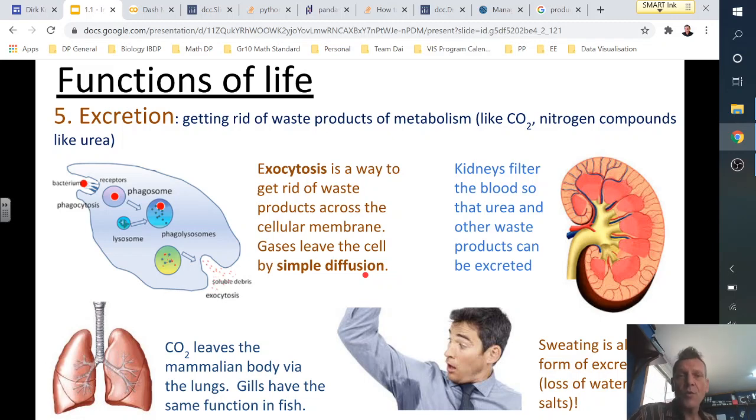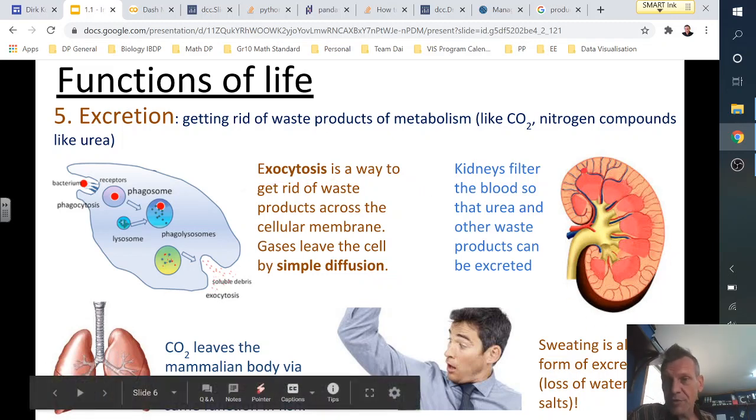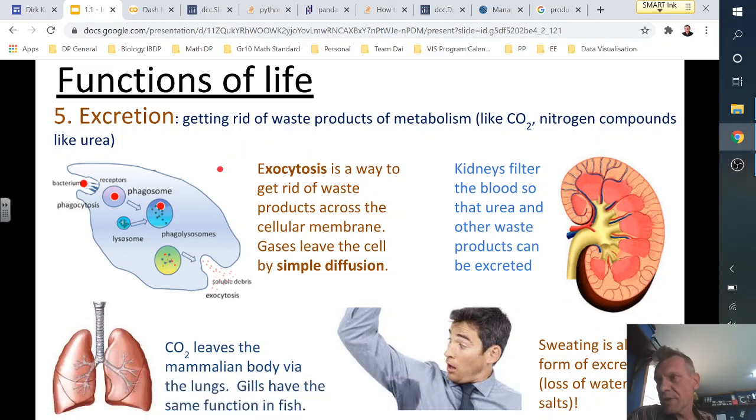Excretion, I mentioned it already a little bit. Excretion, getting rid of waste products of metabolism, like for instance breathing out, getting rid of CO2, sweating, peeing, for instance, also because the kidney is able to filter out your blood. Egestion, which is a nice word for pooing, is not excretion, by the way.